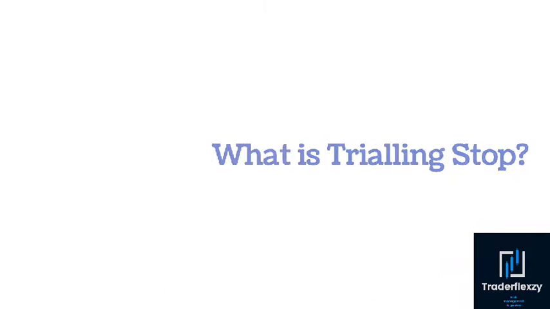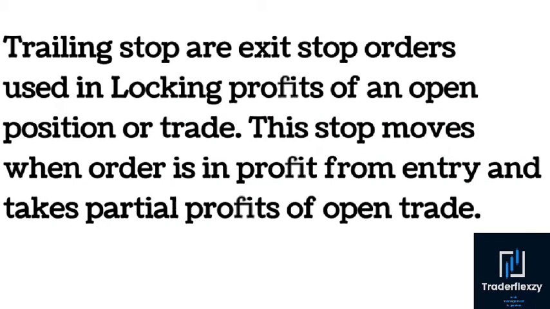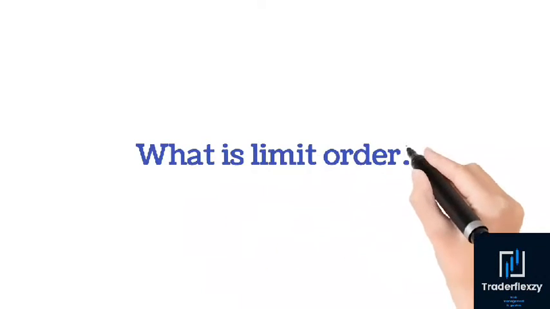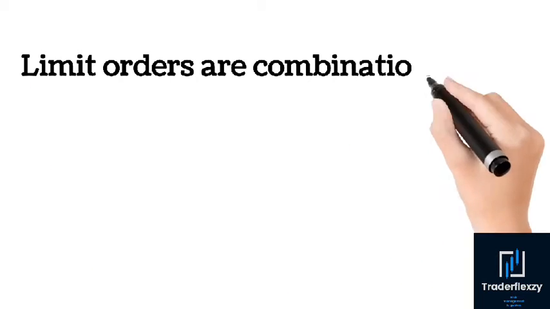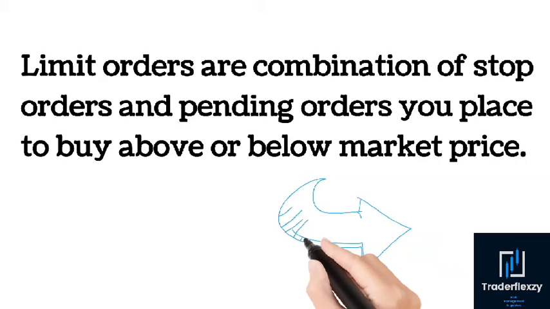What is trailing stop? Trailing stop are exit stop orders used in locking profits of an open position or trade. This stop moves when order is in profit from entry and takes partial profits of an open trade. What is limit order? Limit orders are a combination of stop orders and pending orders you place to buy above or below market price.